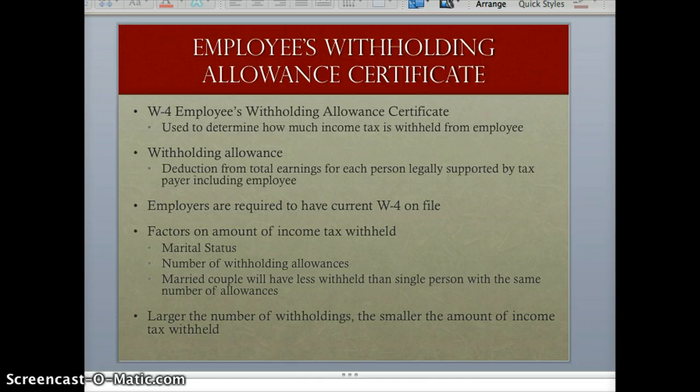Also keep in mind that the larger the number of withholdings, if I claim Doug, Derek, and myself, that would be 3 withholdings, then the less income tax they're going to take out of my paycheck, so my paycheck will be bigger.